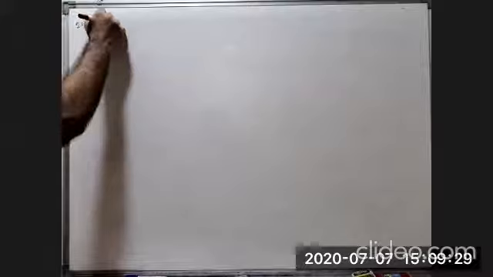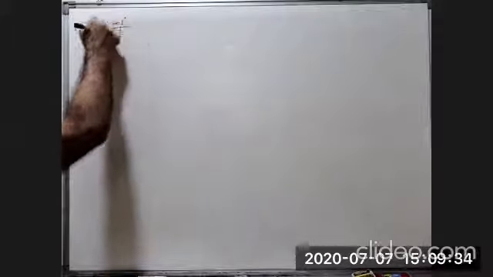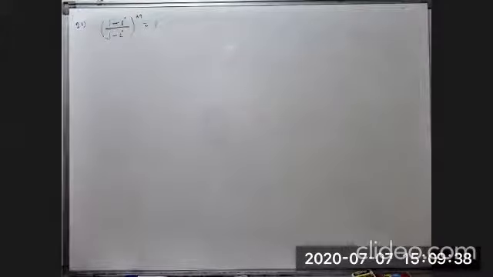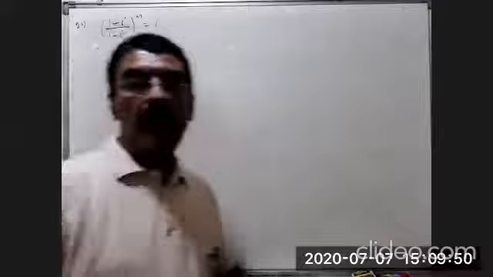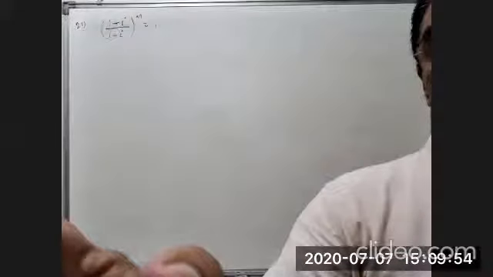Question number 20 is, if (1 plus i) by (1 minus i), the whole ratio to the power m, is 1, find the least positive integral value of m.